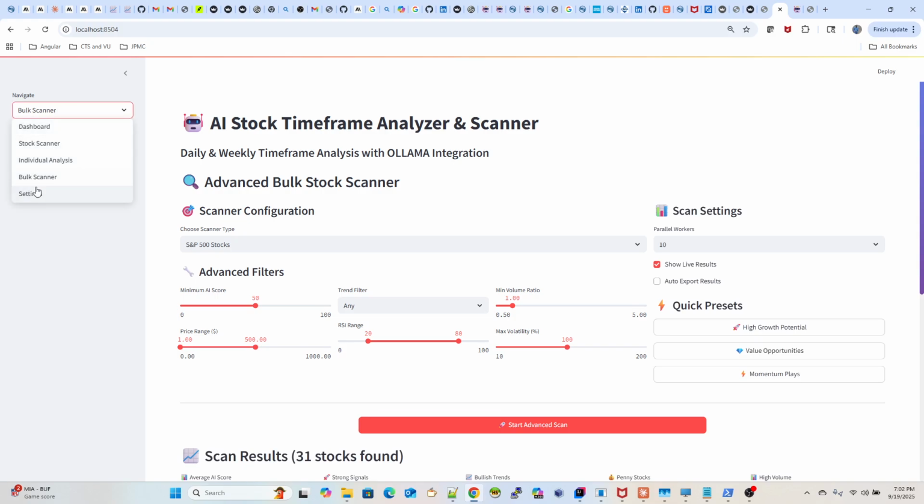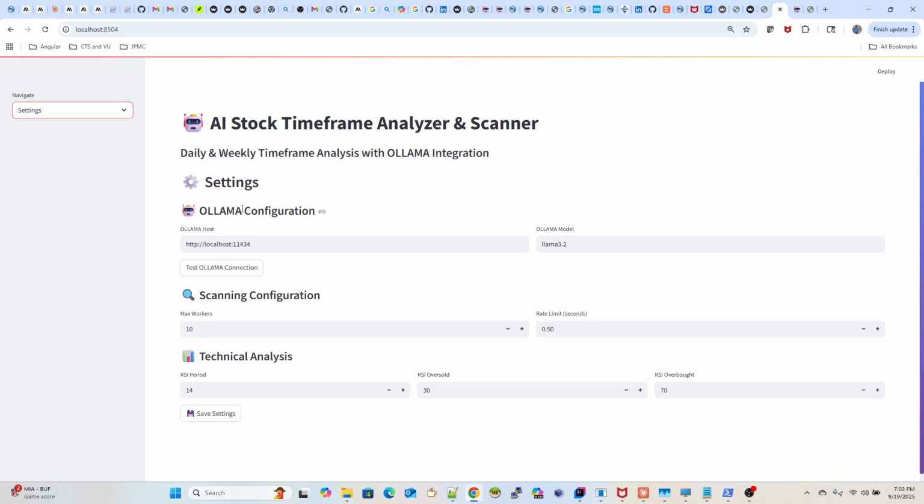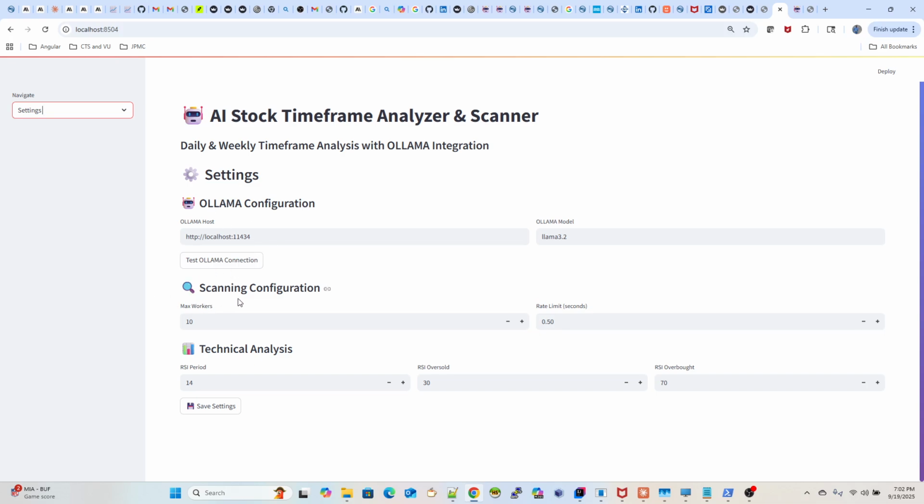In settings, we set the expectations for what kind of model you are going to use, and you can also set how many workers need to work. Then there is the technical analysis, for which we have used different kinds of indicators, primarily RSI and those things. You can set those settings here. Now let's focus on the core feature, the individual stock analysis.